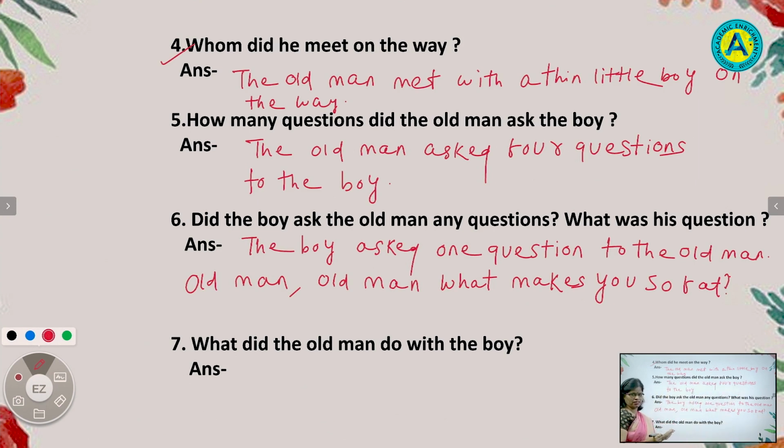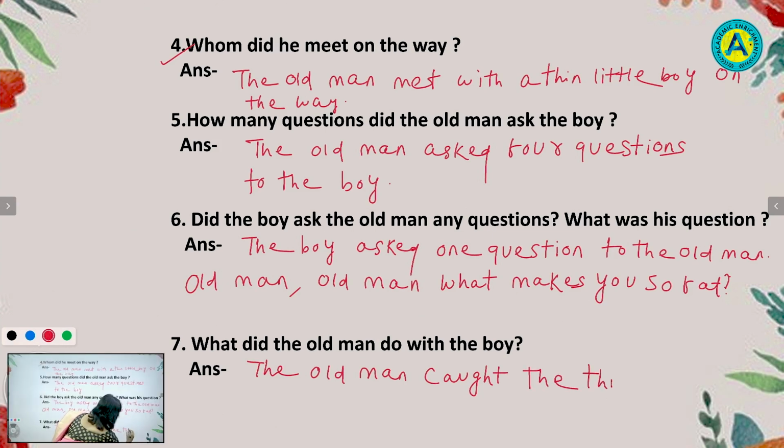Now, this is the last question. What did the old man do with the boy? Could you remember? Yes, the old man caught the boy and ate him up. Okay? Now I am writing the answer. The old man caught the thin little boy and ate him up.